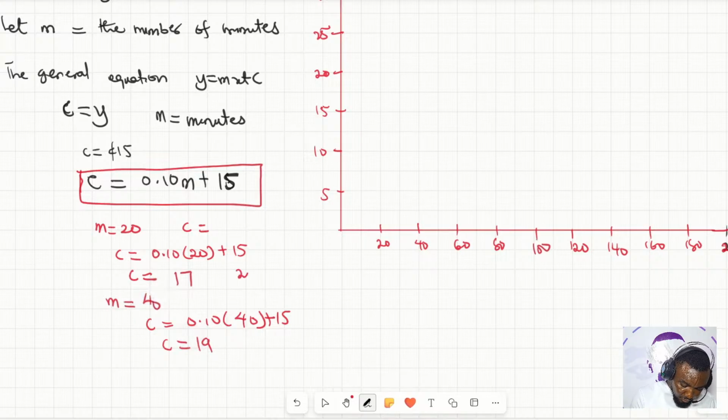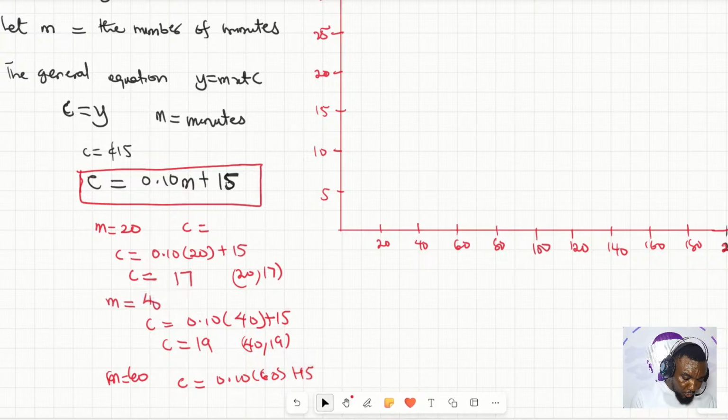So we have 20 going with 17, and 40 going with 19. Let's look at 60. If M is equal to 60, our C will be 0.10 multiplying 60 plus 15. I hope you're also going through the same process to be able to get them. Let me pause here and see what you get. Put the solution for that one in the comment section, and let's see. When you have 60, what would that one be?